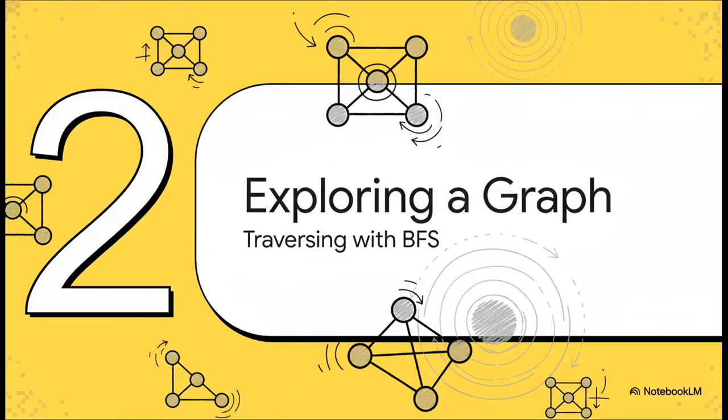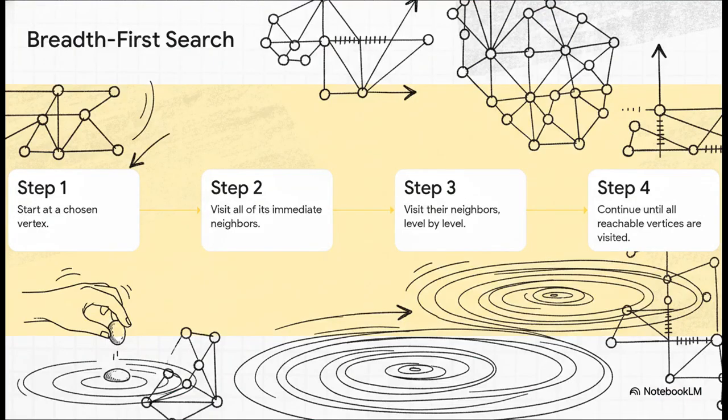So, let's move on to exploring a graph, traversing the network with BFS. Okay, so we've built our graph in code. We have our map of cities and roads. The next logical question is, how do we get around? How can we tell a computer to systematically visit every single spot in this network? One of the most fundamental ways to do this is an algorithm called breadth-first search, or BFS for short.